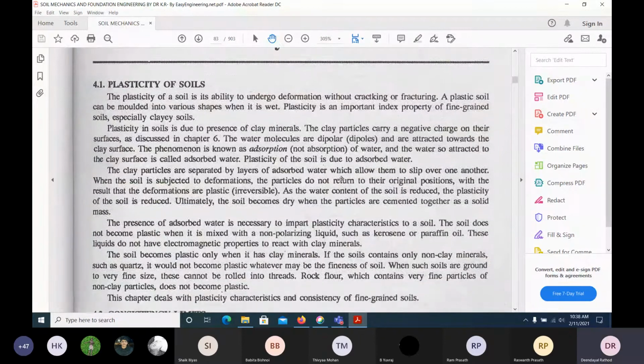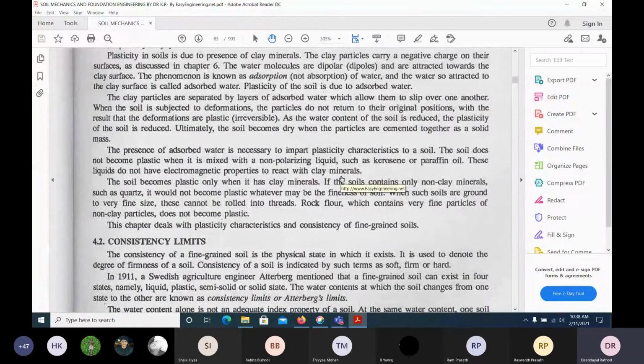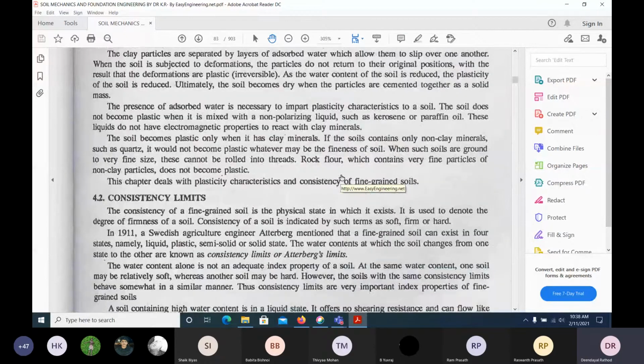Now this one guy, his name is Atterberg. He is a Swedish agriculture engineer. What he says is the clay or a soil, clay can be in 3 to 4 states. We can make the clay in 3 to 4 states.